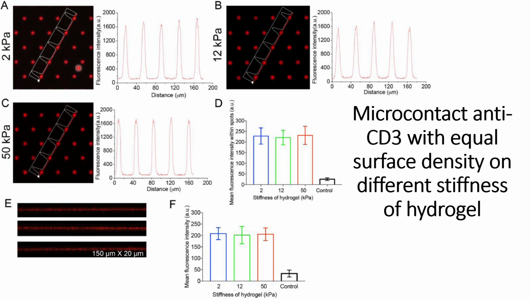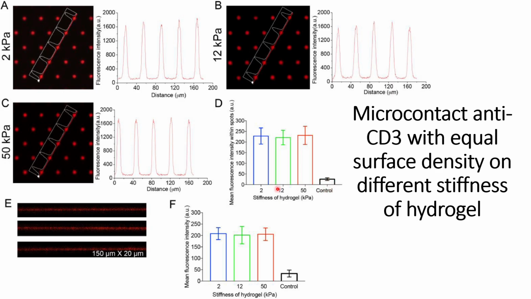micrometer. So here the optimized results are shown, where we can see that the fluorescence intensity is almost comparable for different stiffness of the hydrogels, and this is also quantified in panel D, where we can see that the mean fluorescence intensity within the spots is comparable and it's less than control.